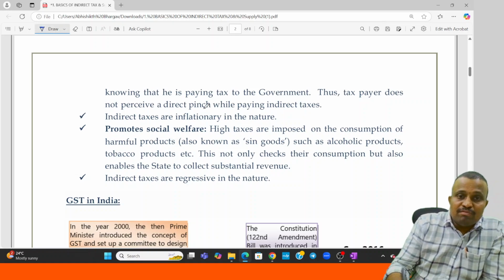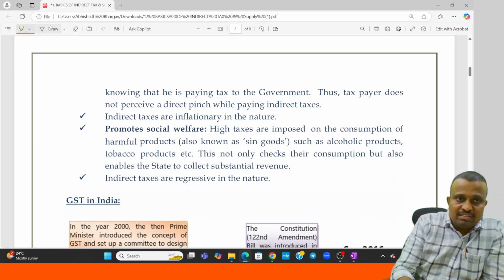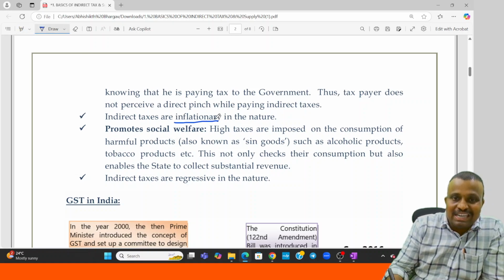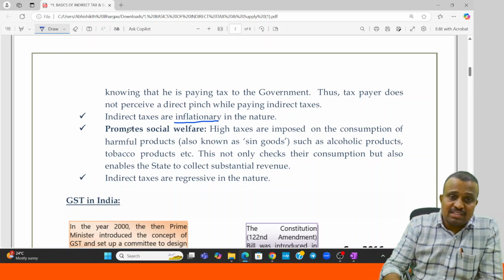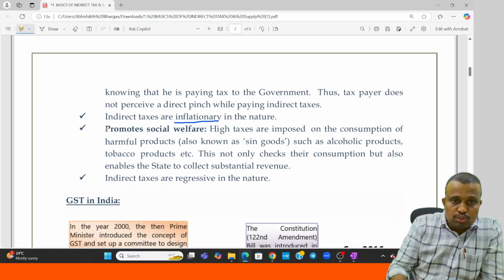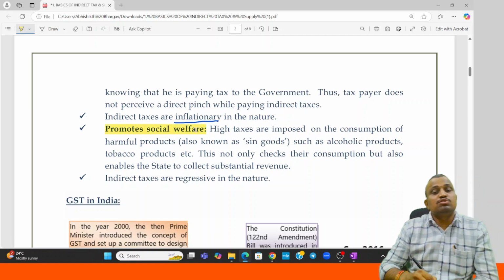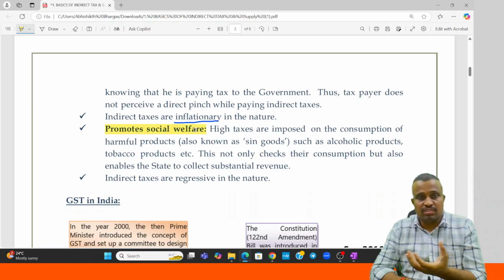Indirect taxes are inflationary in nature. Why do we say inflationary in nature? Because they increase the price of the product. And with indirect taxes, we are promoting social welfare. How are they promoting social welfare?